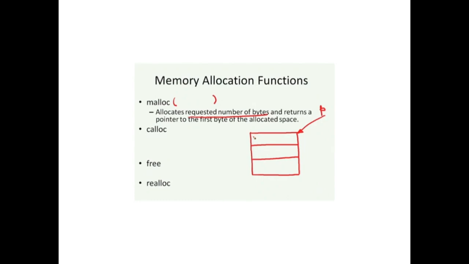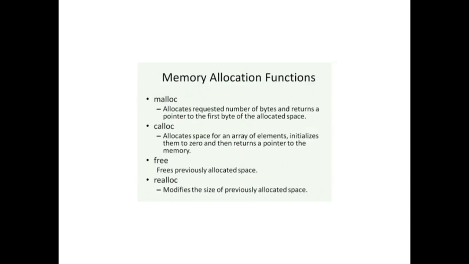So let's go to the next slide. Let's first define all of them. After that, we'll see malloc in detail. So malloc, as we have defined in the last slide, allocates the requested number of bytes and returns a pointer to the first byte of the allocated space. It means it will reserve a particular memory space and return the pointer to the first memory location to you, so that you can use that memory location at your free will.